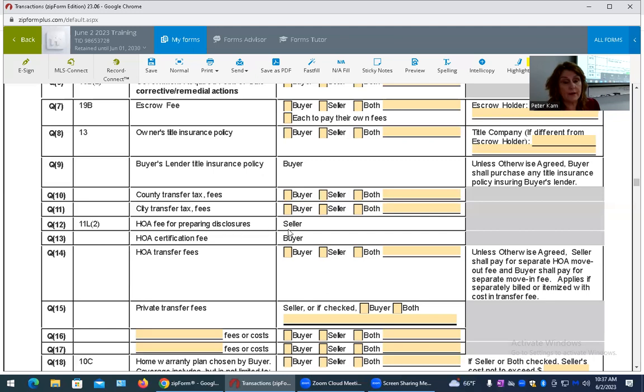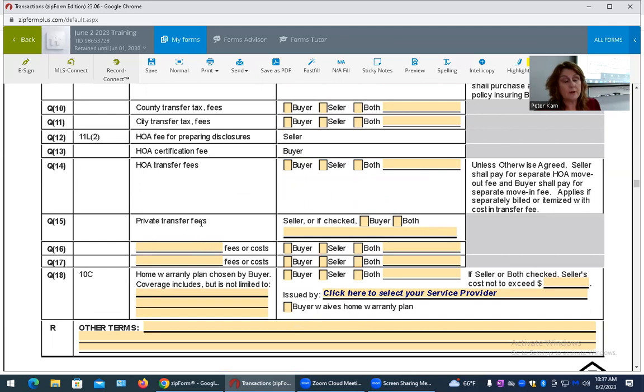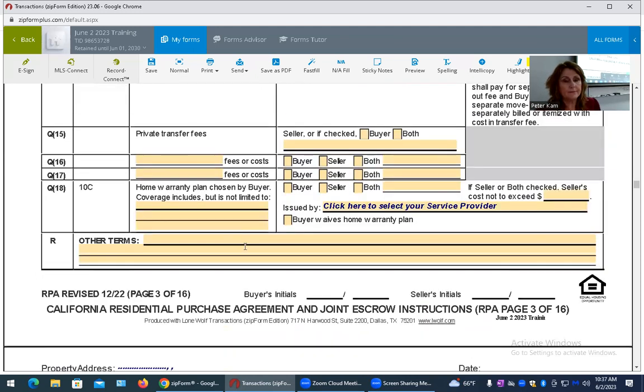HOA fee for preparing is seller if applicable, and certification fee is the buyer. HOA transfer fees, if applicable, you could check to the seller. If you're representing the buyer, that's what I would do. Private transfer fees, because we may not know about them, default to the seller, which I like a lot, okay? Home warranty, you want to make sure you address this.